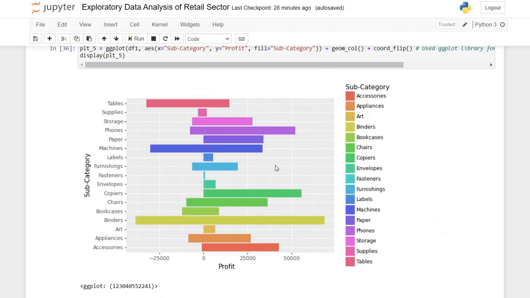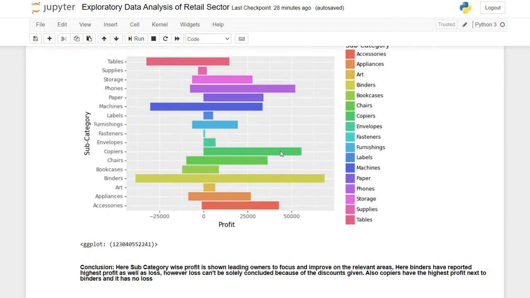So we can conclude here that subcategory-wise profit is shown here, leading owners to focus and improve on the relevant areas. Here binders have reported the highest profit as well as loss. However, loss can't be solely concluded because of the discounts given. However, copiers have the highest profit next to binders, and it does not have any loss, which can be easily seen from the figure.